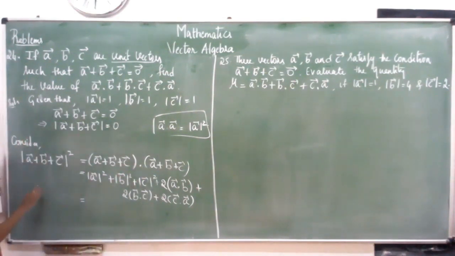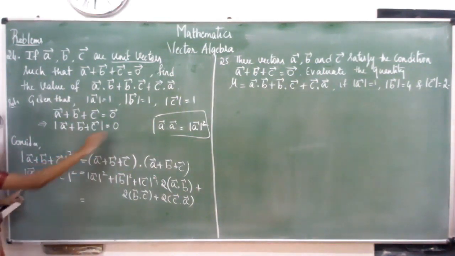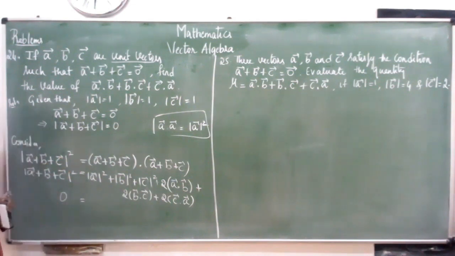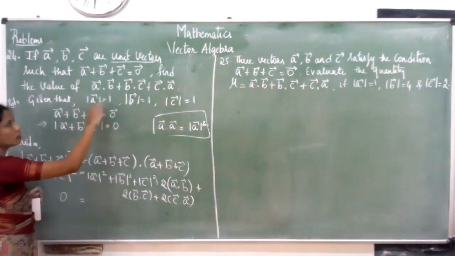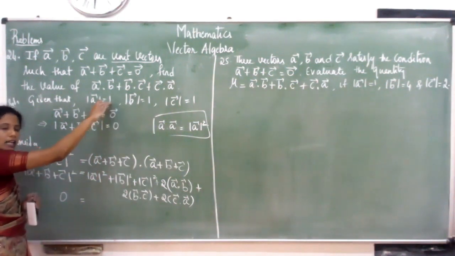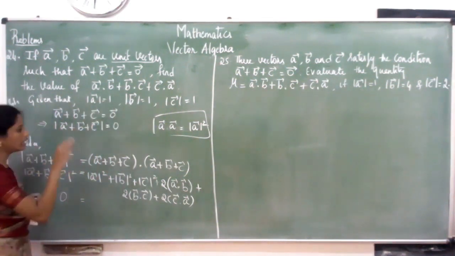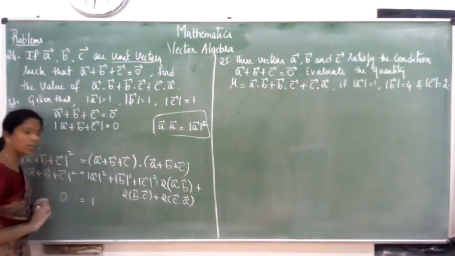So first thing, here you have magnitude of vector A plus vector B plus vector C, the whole square. So what is the magnitude of vector A plus vector B plus vector C? It is 0. What is 0 square? Definitely it is equal to 0. Next, magnitude of vector A. We already know the magnitude of vector A is 1. So this is 1 square, it is 1.